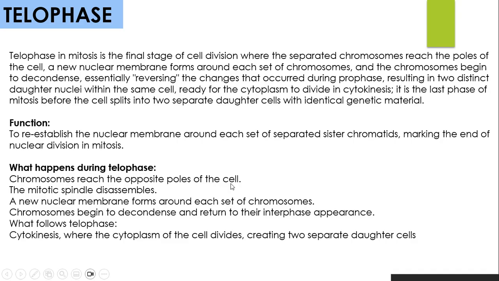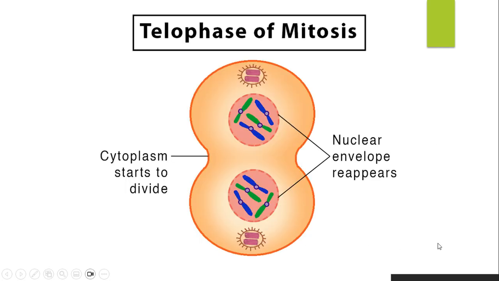So what happens during telophase? Chromosomes reach the opposite poles of the cell. The mitotic spindle disassembles, right? A new nuclear membrane forms around each set of chromosomes. The chromosomes become decondensed and return to the interphase appearance. What follows telophase is cytokinesis, where the cytoplasm of the cell divides, creating two separate daughter cells.